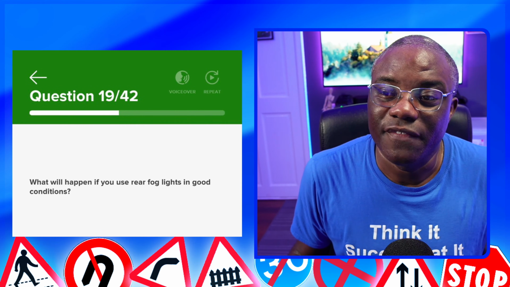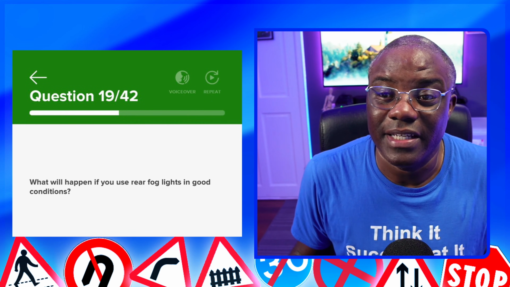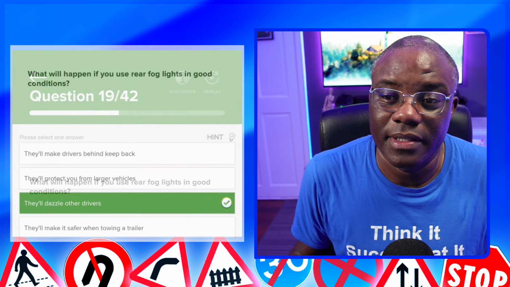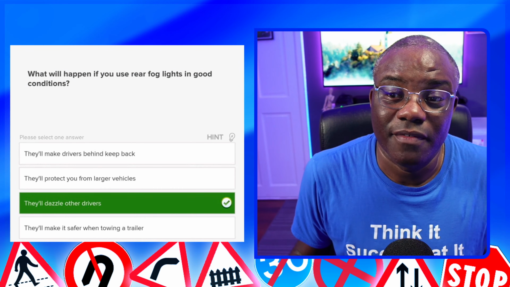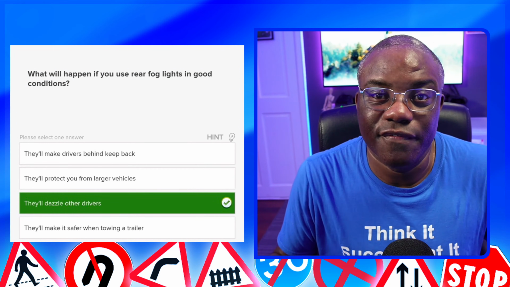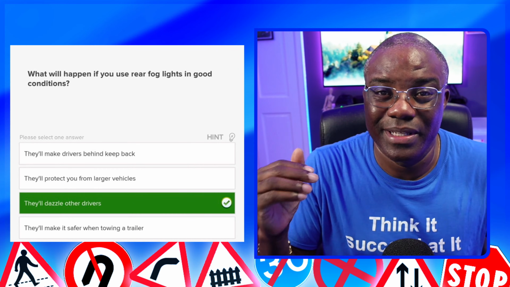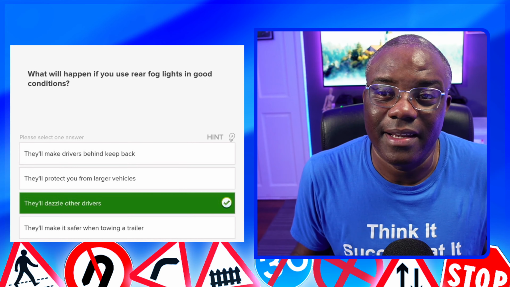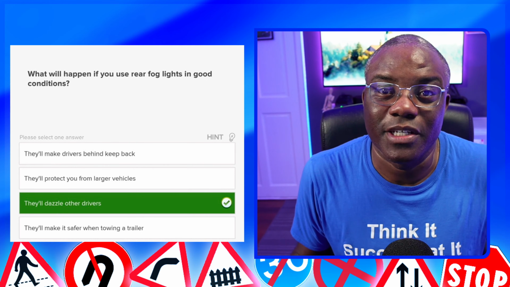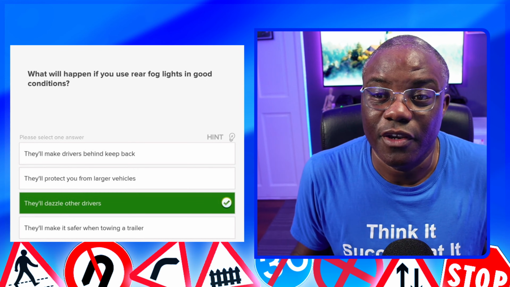What will happen if you use rear fog lights in good conditions? Similar to the previous answer, that dazzle other drivers. Because like I said, you're in fog. So think about it. You're turning the lights on so you can see clearer. They're more intense. They're brighter. So in daylight, they can dazzle other drivers. Not to mention they can confuse them because they think your brake lights are on.